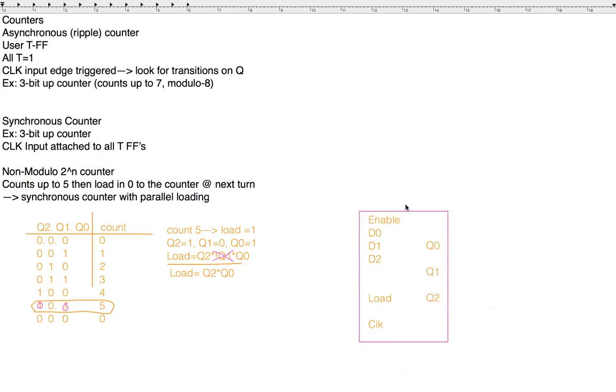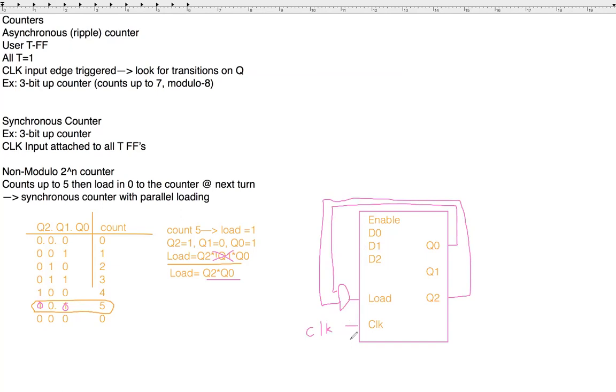On the right-hand side here, we're going to have our Q0, Q1, and then Q2. And then as our inputs, for a load, let's do that first since we know the equation for it, Q2 and Q0. So I'm going to have my Q0 go over here, and my Q2 come over here as well. And we're going to AND these two together to the load. And then the clock is going to be connected, of course, to clock because we're using a synchronous counter.